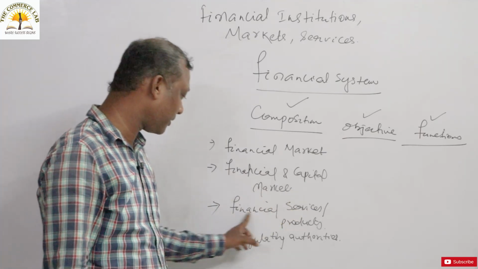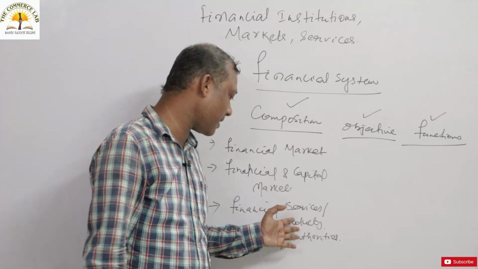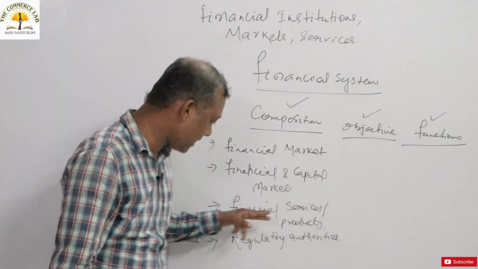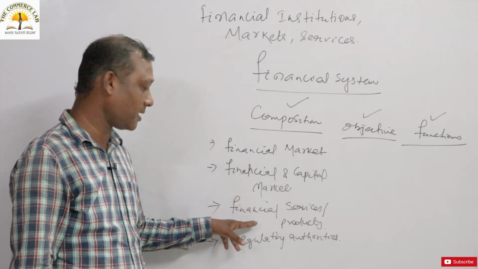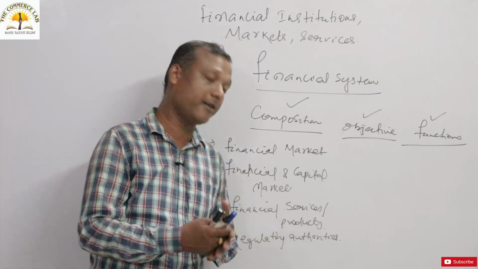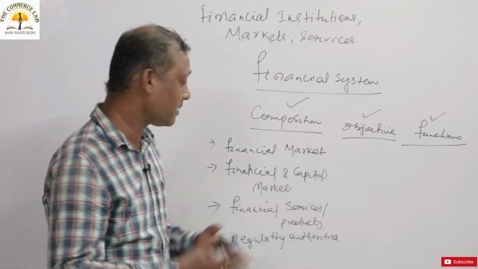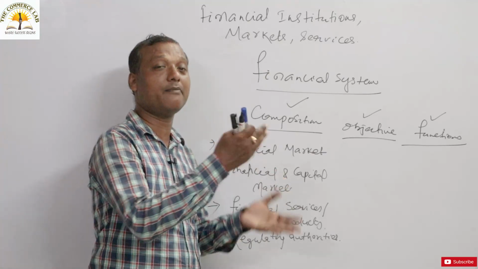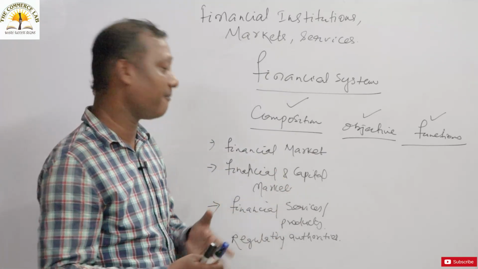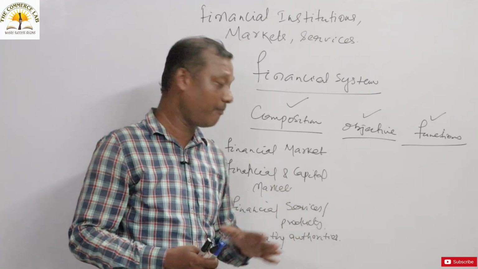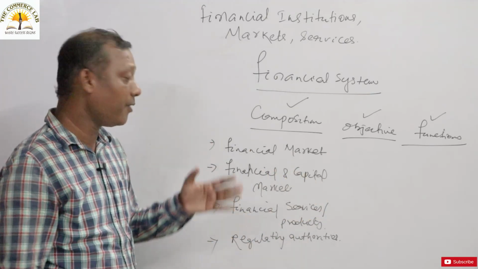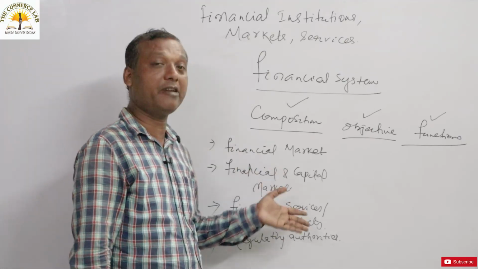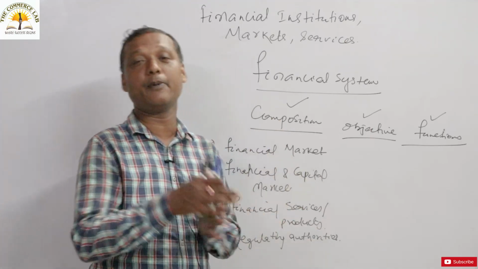Coming down to point number 3, financial services or products. This is the point you have to understand: financial services and products refer to the services that are offered by different financial markets, by different money markets, by different capital markets. The services and products are offered by different financial organizations from time to time.